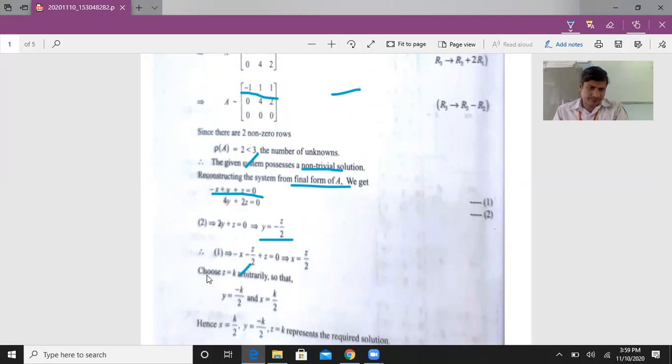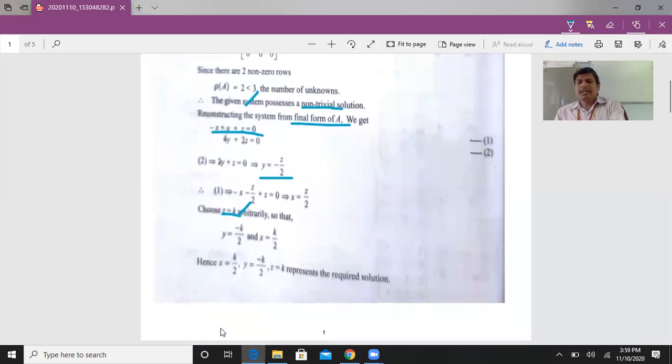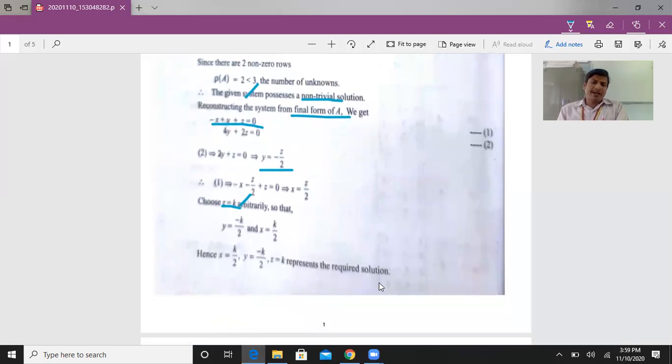Then choose z equal to k, an arbitrary constant. We take arbitrary z is equal to k. Then what is the y value? y is equal to minus z by 2. Replacing z by k, y is equal to minus k by 2 and x equal to k by 2. Therefore, finally you write: hence x equal to k by 2, y is equal to minus k by 2, z equal to k. This is the required solution. Okay, this is one example.